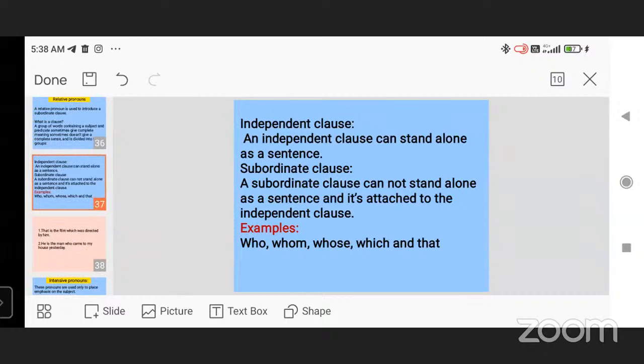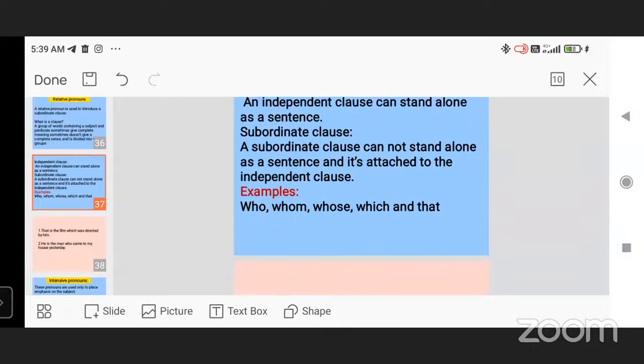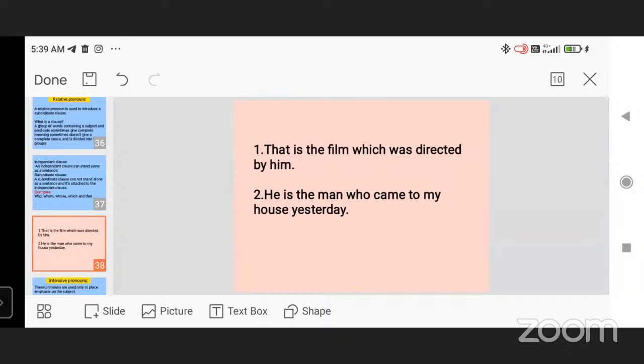I'll just say with an example sentence. Examples are who, whom, whose, which, that. These are joining words. Who, whose, which, and that are all used to combine both independent and subordinate clauses. So see here the sentence: that is the film which was directed by him. So the film, something has been directed.